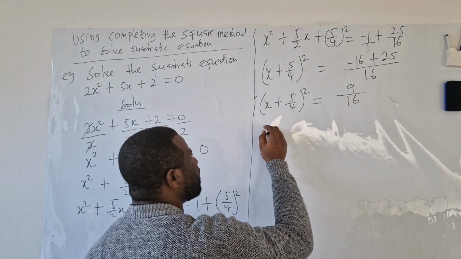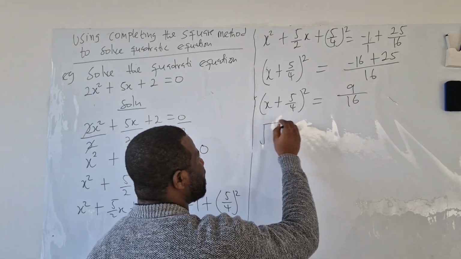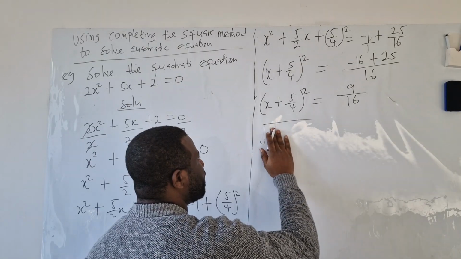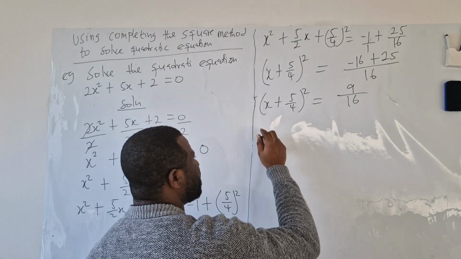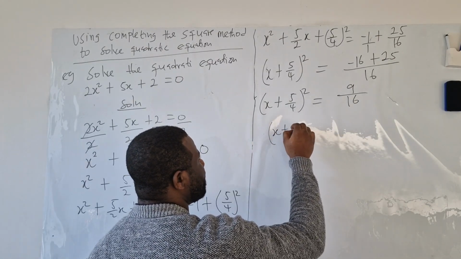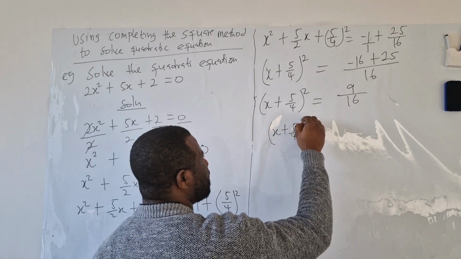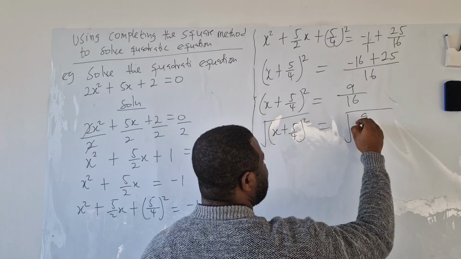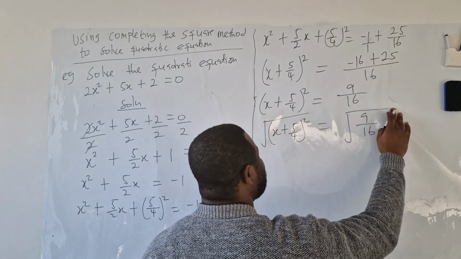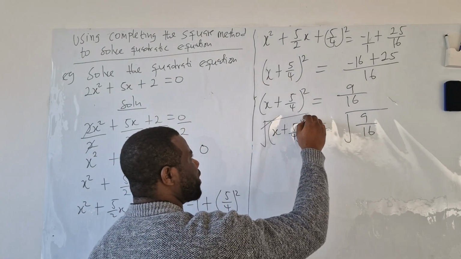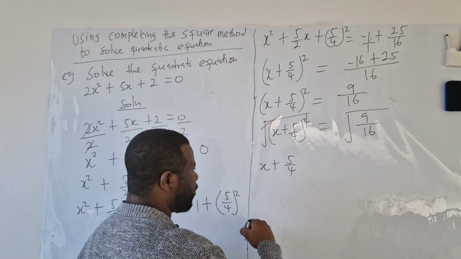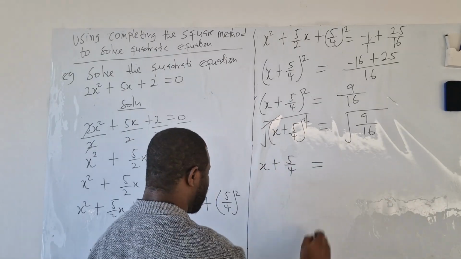So we give a square root to this side of the equation. x plus 5 on 4 all squared, square root here. Give a square root also here. Then this one will cancel the square. We have x plus 5 on 4. Good.